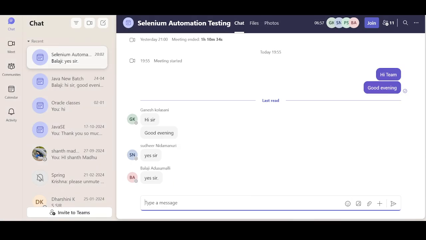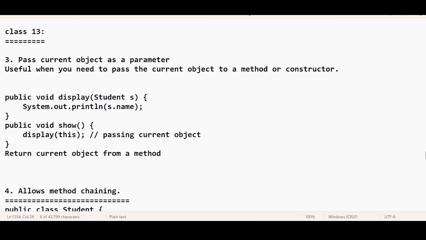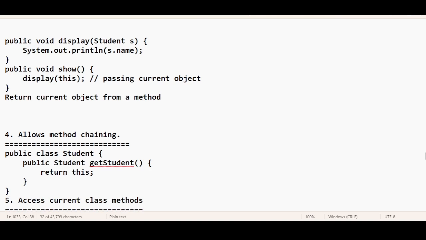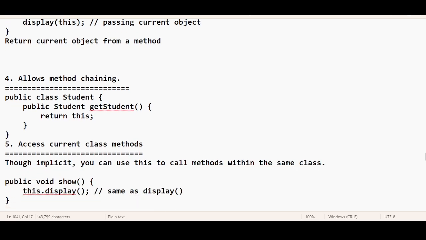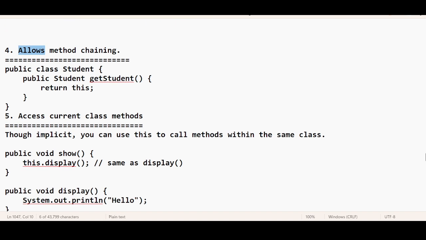Right. A small recap about yesterday's topic. So about this keyword, we have discussed the trending topics on this keyword. You can pass the current object as a parameter. So when you say this, it means it is going to take the reference of the current object, the current class. And by using the this keyword, it allows you to do method chaining.